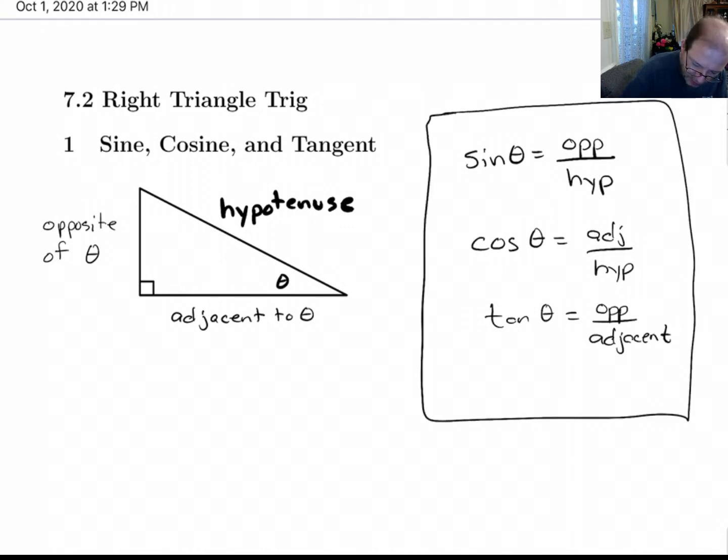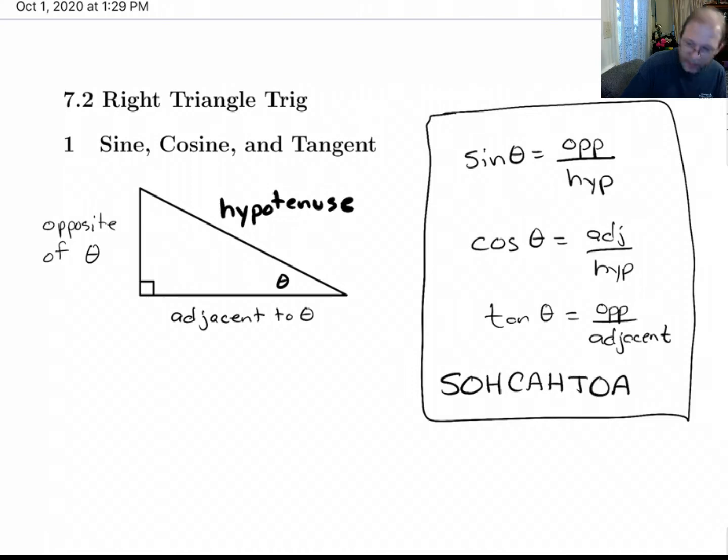I left a little extra space down there at the bottom because I want to write this in SOHCAHTOA. That's how you can remember the sine, cosine, and tangent. Sine is opposite over hypotenuse, cosine is adjacent over hypotenuse, and tangent is opposite over adjacent. So SOHCAHTOA is the word to remember there.